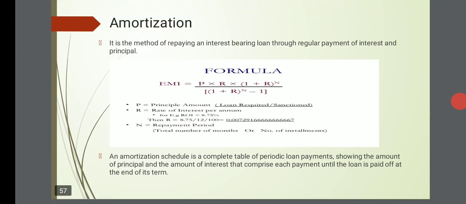Amortization is the process of repaying an interest bearing loan through regular payment of interest and principal. We have discussed amortization: like we have depreciation in fixed assets, we have amortization in intangible assets, but this is a different concept. Amortization here means repaying of debt obligation in the form of principal and interest at regular intervals.